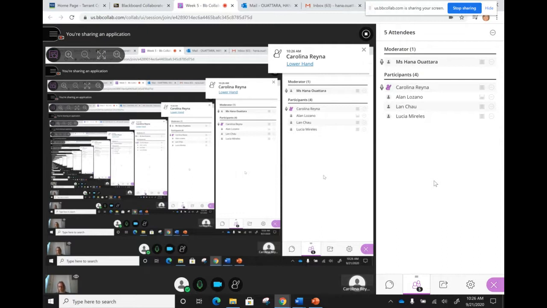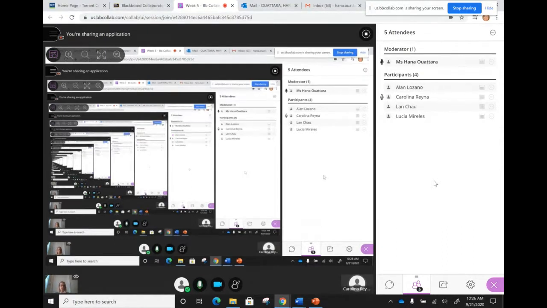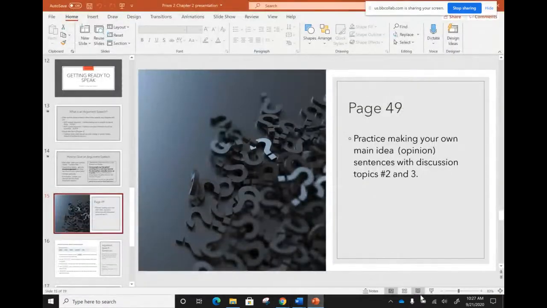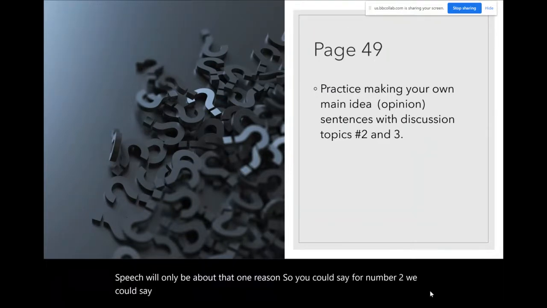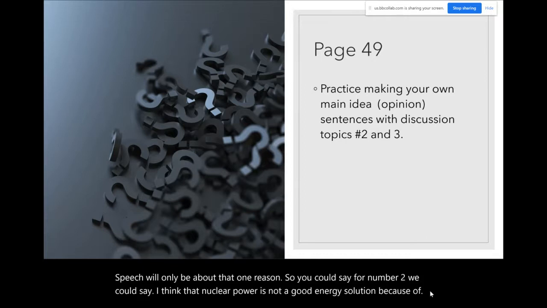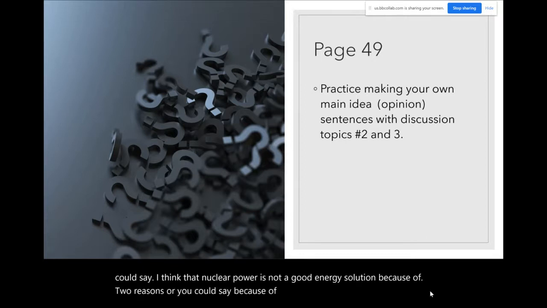I like your topic, but when you said because, and then you said it takes years to decompose or degrade or clean up, you only gave us one reason. We have to be careful in our main idea that we're not limiting it to just one reason, because that means your whole speech will only be about that one reason. So for number 2, we could say, I think that nuclear power is not a good energy solution because of 2 reasons. Or you could say because of 3 reasons. And then that would be a really good main idea sentence.